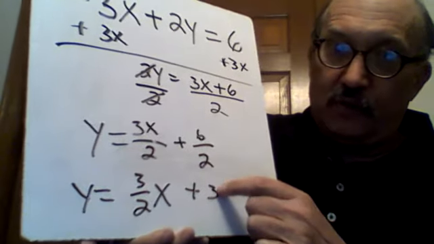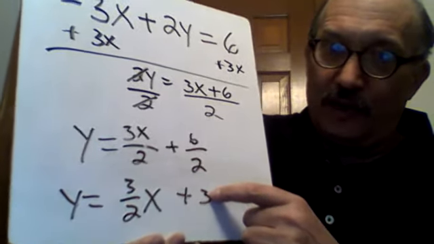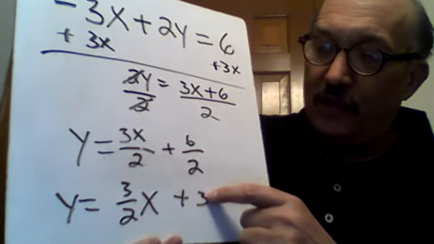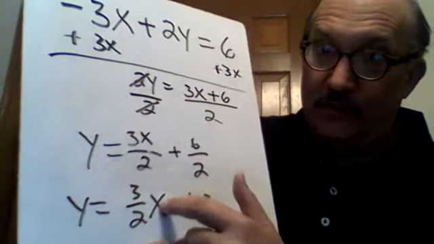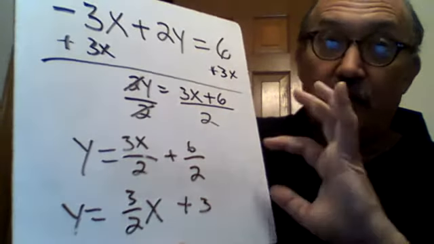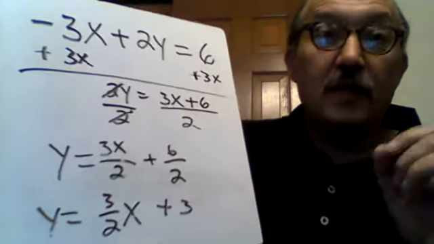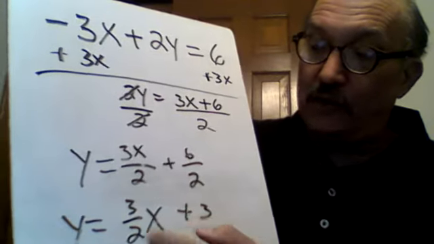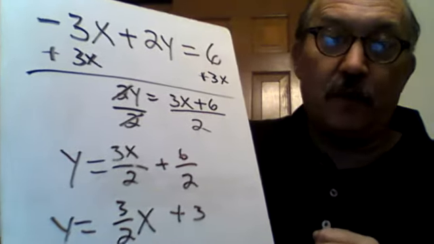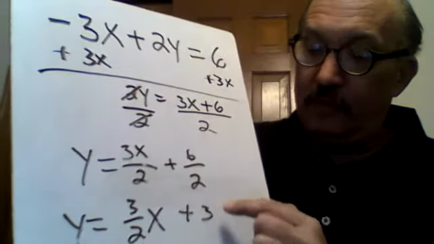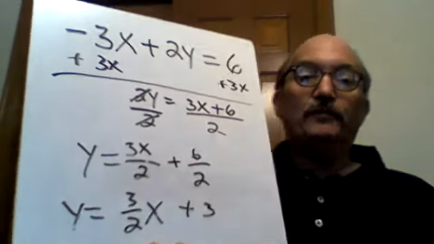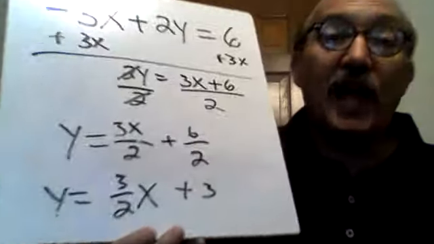Now, this 3 here is the y-intercept of the line. This line goes through the y-axis at 3, because when x is 0, the y will be 3. The point 0, 3 is on the y-axis. That's why this is called slope-intercept. It's really slope y-intercept. This is the y-intercept, positive 3. And the slope of this line is 3 halves.